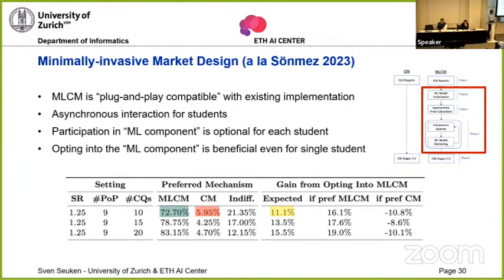And this is shown here in this table. If you're the only one who participates and nobody else does, then you will prefer the outcome under MLCM in 72% of the cases. You would prefer the outcome under course match in 6% of the cases. And on average, your utility would be increased by 11%.